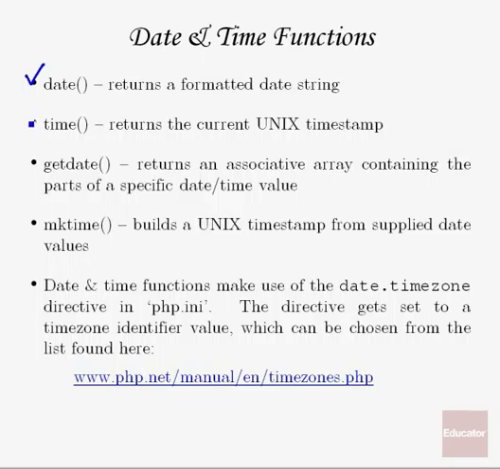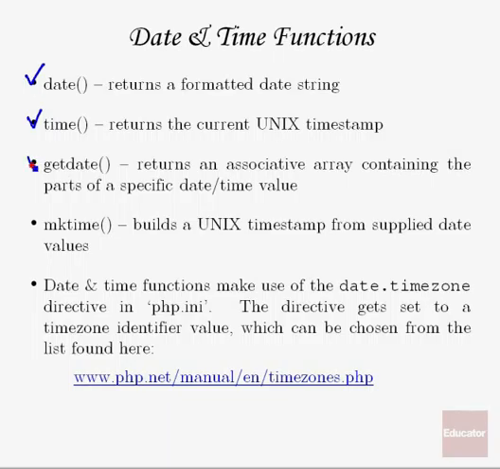Then there's the time function, which returns what's known as a Unix timestamp. I'm not going to really get into the details of a Unix timestamp, but basically it's an integer number that represents the current date and time when the function is run. So when you run the function time, it returns an integer of the time right now, and that integer is known as a Unix timestamp.